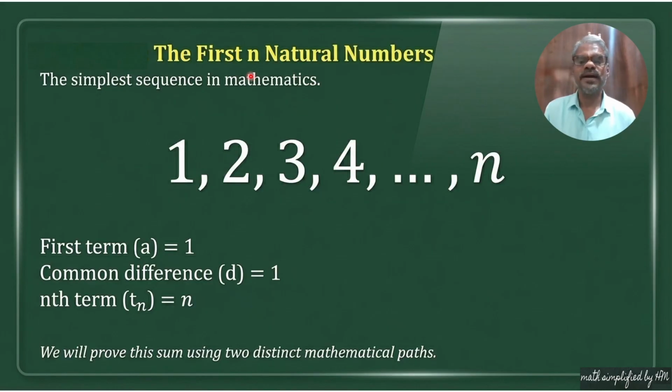The first n natural numbers, the simplest sequence in mathematics: 1, 2, 3, 4 and so on up to n. First term a = 1, common difference d = 1 and nth term Tn = n. We will prove this sum using distinct mathematical paths.